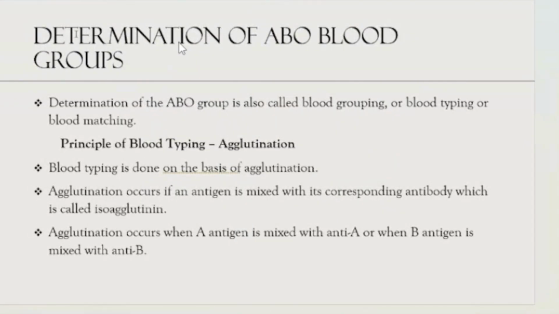Moving further, how do you determine ABO blood group? The determination of ABO group is also called blood grouping, blood typing or blood matching. The principle of blood typing is agglutination, basically an antigen-antibody reaction, where the antibodies in plasma react with the antigen present on the red blood cells. Agglutination occurs if an antigen is mixed with its corresponding antibody, which is called isoagglutinin. For example, agglutination occurs when A antigen is mixed with anti-A, or when B antigen is mixed with anti-B.